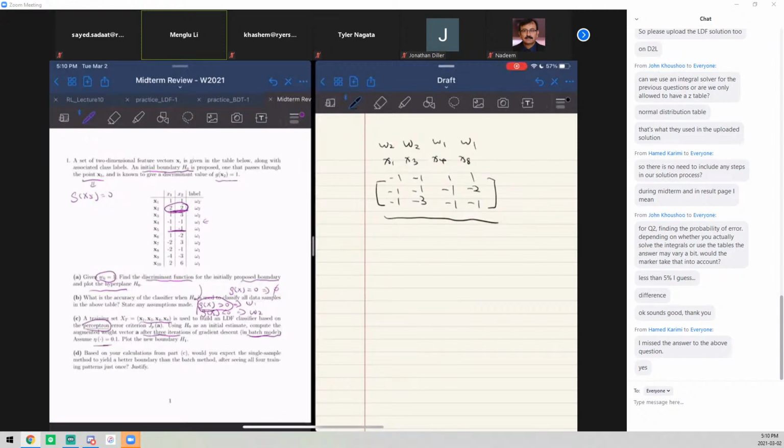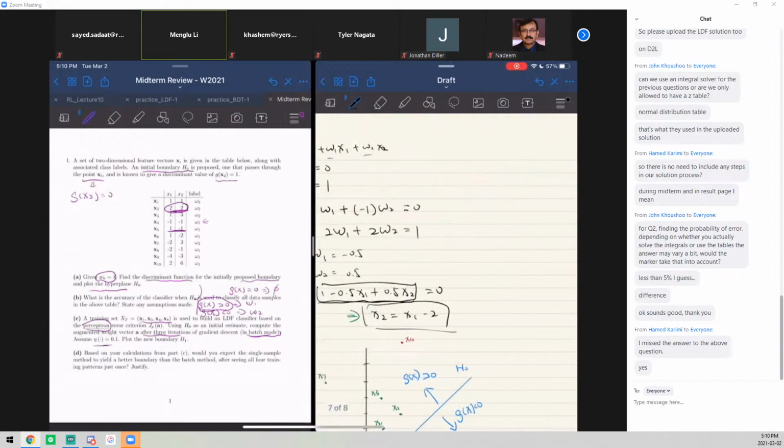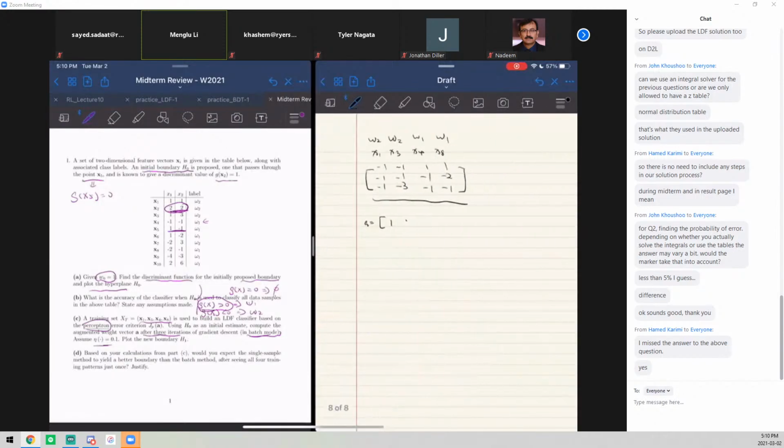The second step, we need to get the initial weight from the initial boundary. So we just calculate the initial weight from part A. The initial weight is W1 is 1, W2 is negative 0.5, W3 is positive 0.5. That's the initial weight.